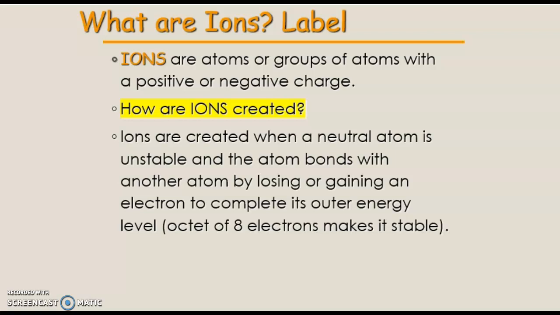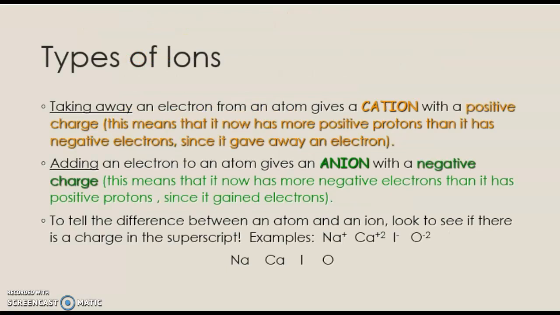And in doing so, it's going to lose or gain an electron to complete its outer level. So an octet of 8 electrons makes that outer level stable, unless it's hydrogen, which can only hold 2, and helium, which can only hold 2. So that would be a duet. So you've got several different types of ions. You've got positive ions and negative ions.